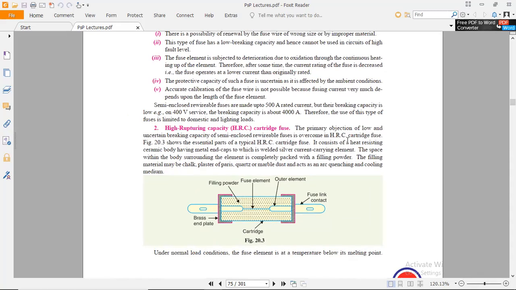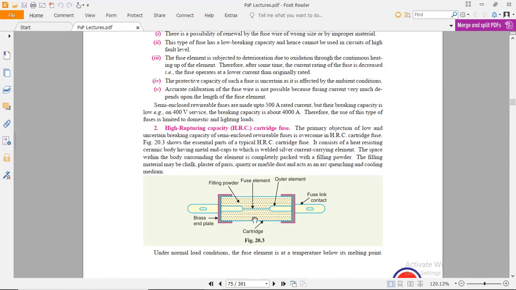The primary objection of low and uncertain breaking capacity of semi-enclosed rewindable fuses is overcome in the HRC cartridge fuse, as shown in the figure. The essential parts of a typical HRC cartridge fuse: it consists of a heat resisting ceramic body having metal end caps, to which the welded silver current carrying element is attached.